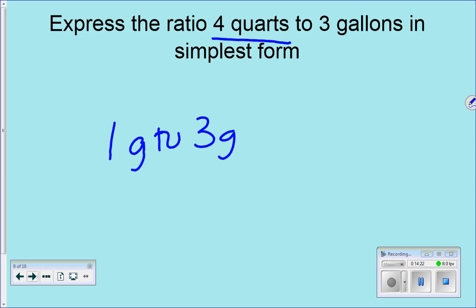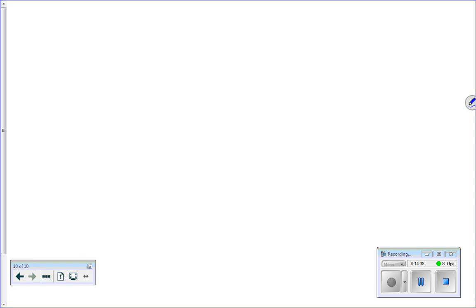You could do either way, Olivia. But I'm just saying that's easier. 4 quarts is 1 gallon, so 1 gallon to 3 gallons. They're both gallons now. All right, actually, that's all I have for you today.